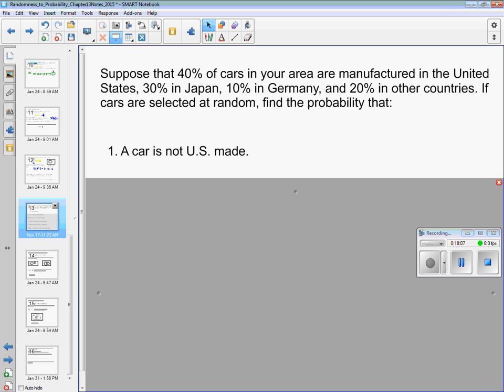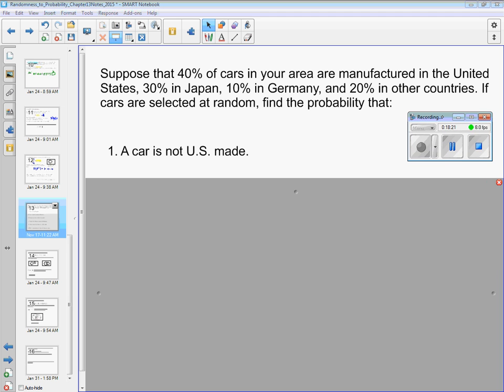Let's try some questions here. I believe these are some of the questions that I handed out to you. So you want to get out that piece of paper, and we're going to go through these, not all of them right now, but we're going to come back and forth to them. Let's start here. We have 40% of cars in our area manufactured in the United States, 30% in Japan, 10% in Germany, and 20% in other countries.